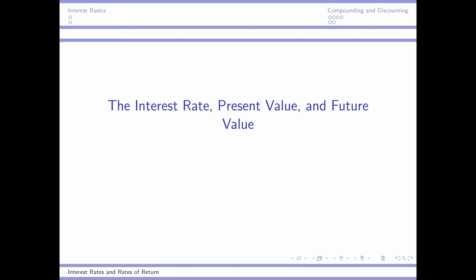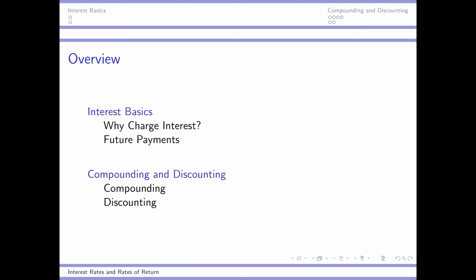Now, Chapter 3 is all about interest rates and calculating and optimizing rates of return. However, today, to set up the rest of the chapter, we're going to talk about some very basics about what interest rates are and then how we calculate present and future values. So just as an overview, we're going to get to the very basic level and talk about what interest rates are and why we charge them. And then we're going to talk about compounding and discounting interest rates.